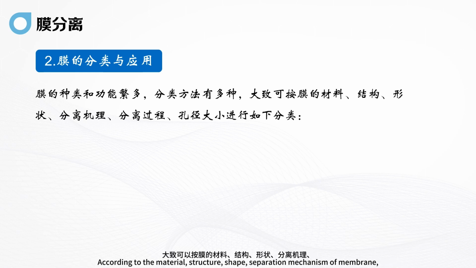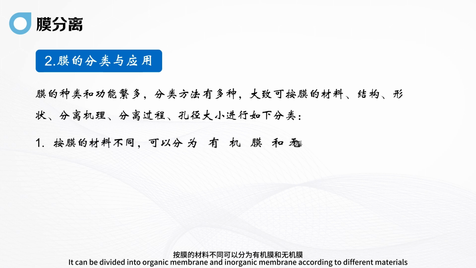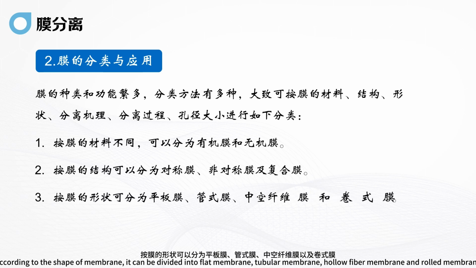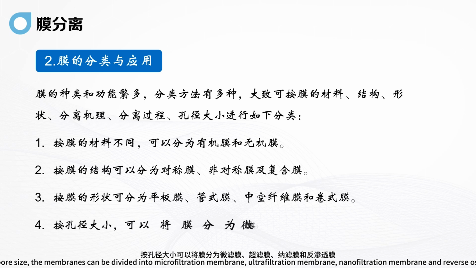Membranes are classified according to the material, structure, shape, separation mechanism, separation process and pore size. According to different materials, they can be divided into organic membrane and inorganic membrane. According to the structure, they can be divided into symmetrical membrane, asymmetrical membrane and composite membrane. According to the shape, they can be divided into flat membrane, tubular membrane, hollow fiber membrane and rolled membrane. According to the pore size, the membranes can be divided into microfiltration membrane, ultrafiltration membrane, nanofiltration membrane and reverse osmosis membrane.